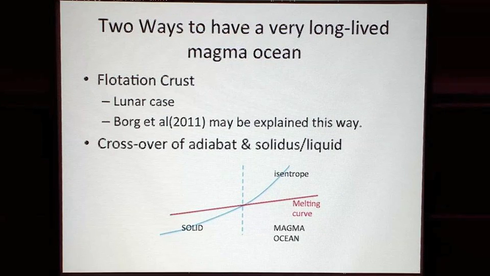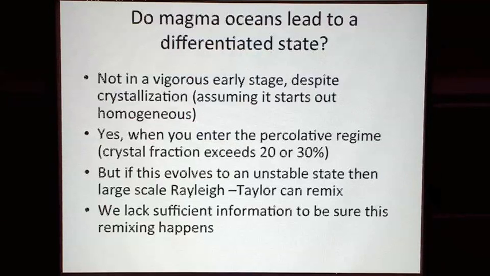So do magma oceans lead to a differentiated state? Not in the vigorous early stage, despite crystallization. Yes, when you enter the percolative regime, maybe this will evolve to an unstable state that produces large-scale mixing. I don't think we have enough information at the moment to decide that.